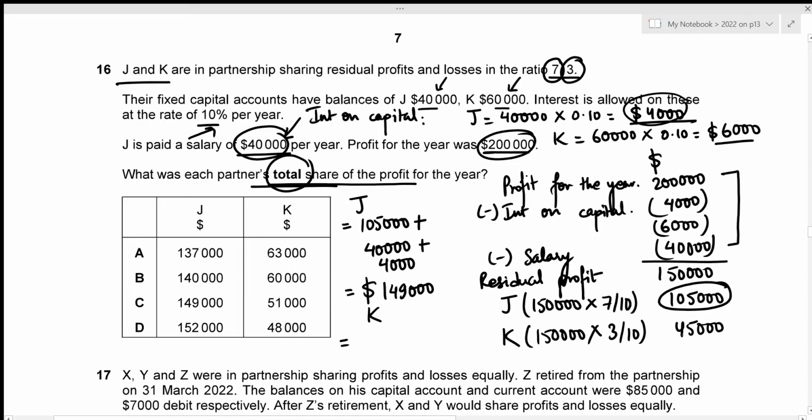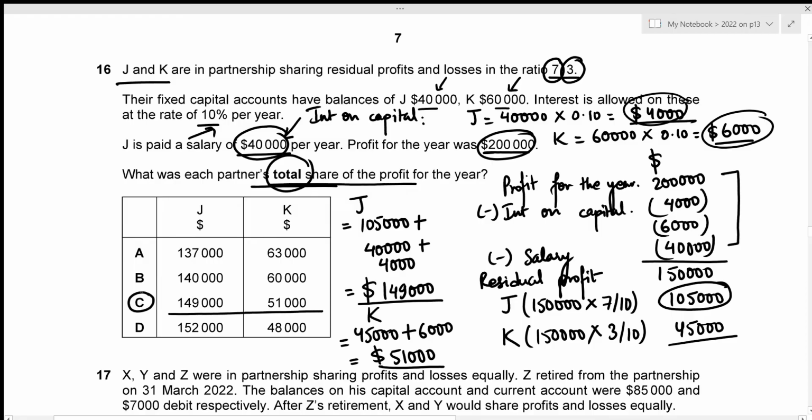Now we repeat the same process for K. We'll start with the residual profit of 45,000. And K receives interest on capital, that is of 6,000. So the total share of profit for K is going to be 51,000. The correct answer we're looking for is 149,000 for J and 51,000 for K, which is given in option C. This concludes question number 16.